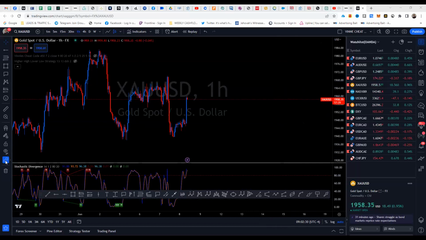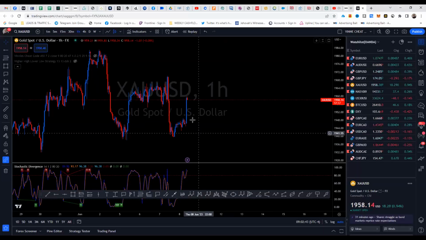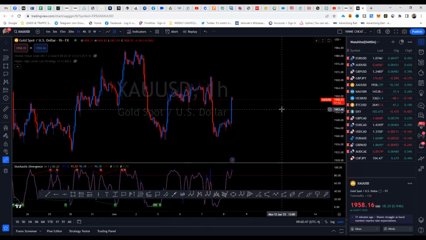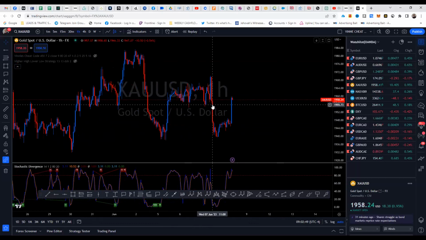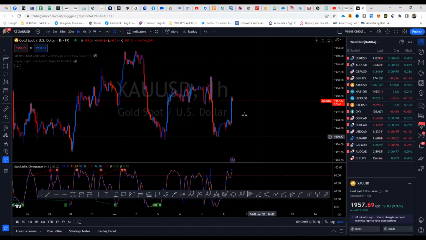Before we get started, we're going to check the news. As we can see here, we have news at 8:30. So that's past. That's probably what generated this last master candle. It's 9:02 now. What we're going to do is implement the G.S.A strategy, and we're going to be trading from the 1 hour to the 15-minute.